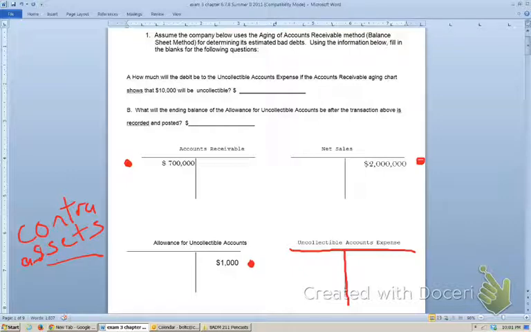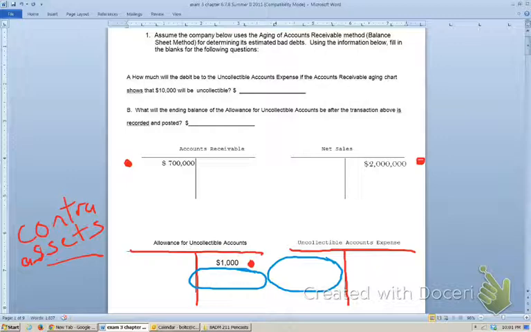A little bit of a complicated idea. But what we're looking for is the amount to record to show what our uncollectible accounts expense are going to be for this accounting period. So the numbers that we're looking for will go here. We'll have a debit here in this expense account, and we'll have a credit here in this account.